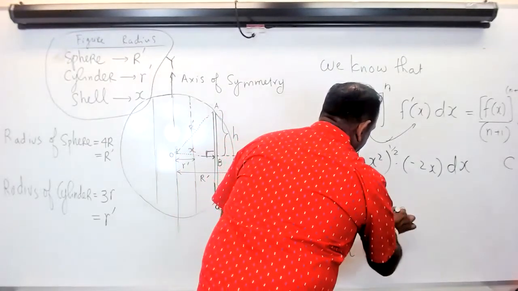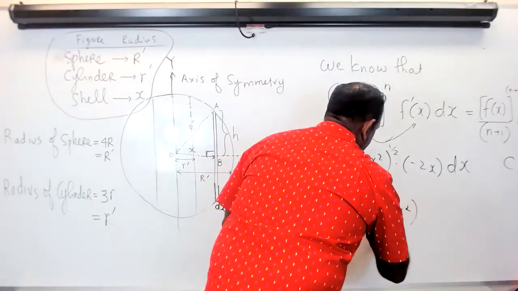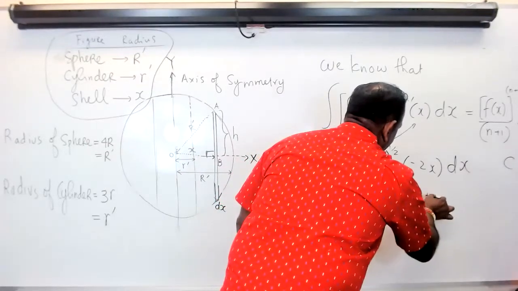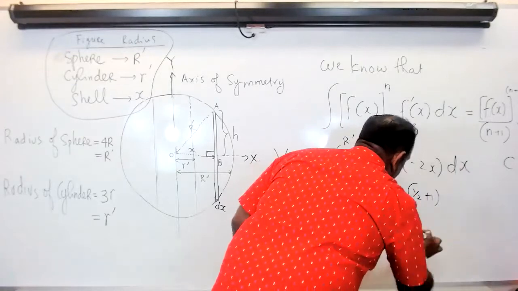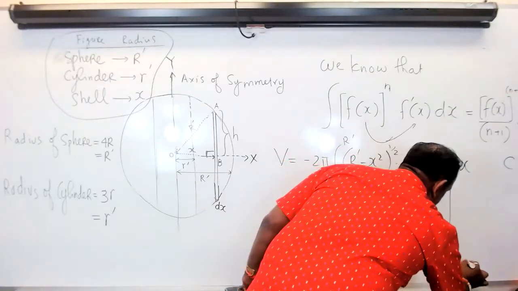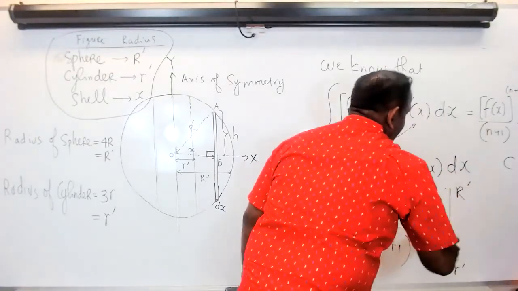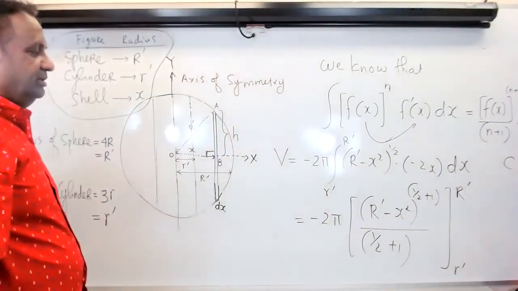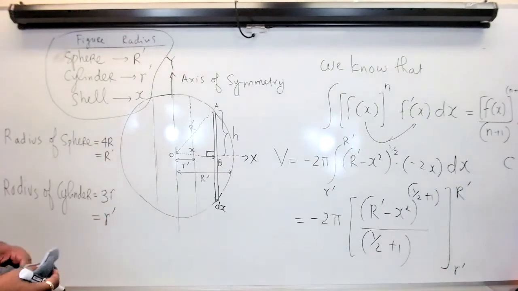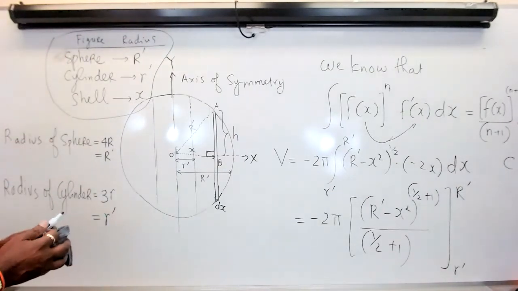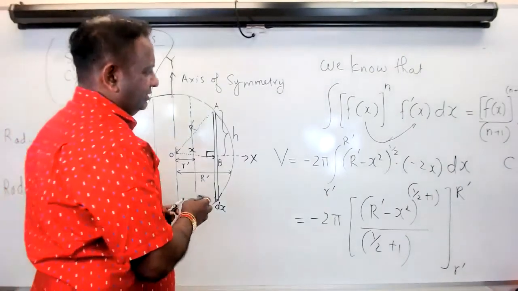R prime, minus x squared to the power of half plus 1. Half plus 1. And R prime. This is how you're going to set up the limits. You got the answer. You don't have to put the C because this is a definite integral. See, I utilize that form.